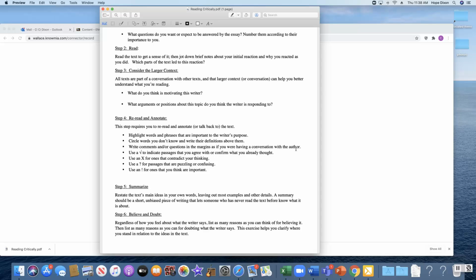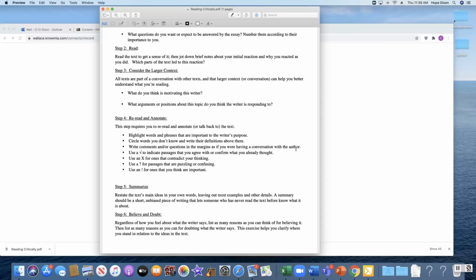And then as you move through the article, look at each paragraph, or each section, and see if you can identify how the writer is supporting that main idea. Okay, and underline those pieces for yourself. Highlight words and phrases that you think are important. Circle words you don't know and look them up, because sometimes that matters. You might think a word means something and it means something entirely different that makes the writer's argument different.